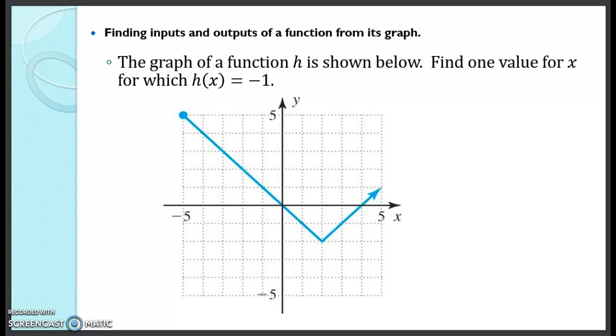Okay, what about this one? Find one value for which h of x is equal to -1. So, remember, h of x is what? h of x is our y value, right? So we're told that our y value is -1. So let's go to -1.